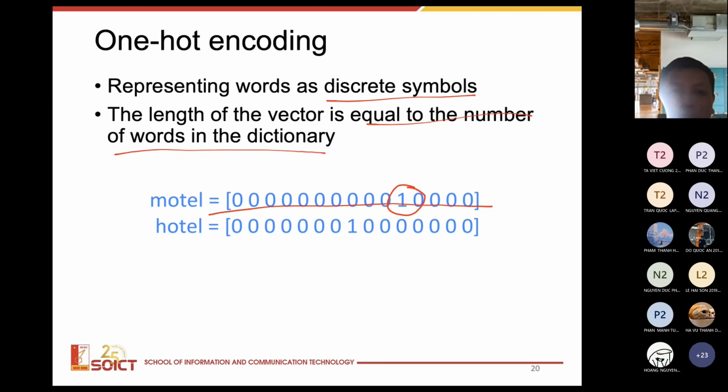Okay, so the one-hot encoding here, you can see it's very easy to build the one-hot encoding for a word if you have a specific dictionary, right? But when you add more words to the dictionary, you need to re-encode every word, right? Because now the length of the dictionary is not the same anymore. It's different, so the vector will be different for every word inside that dictionary, right?